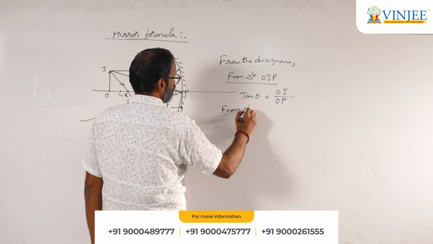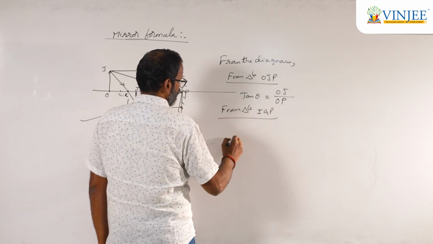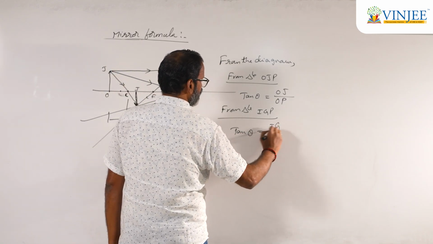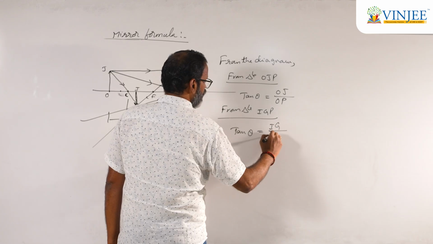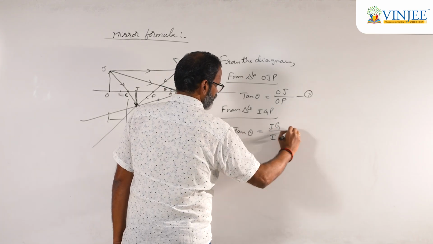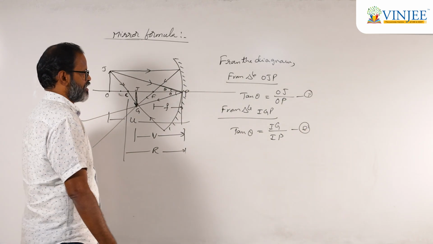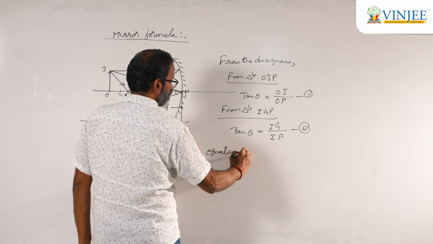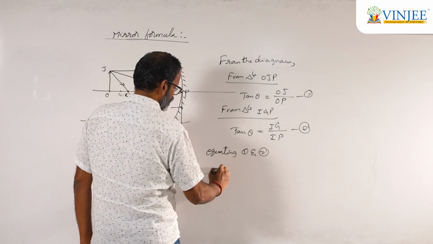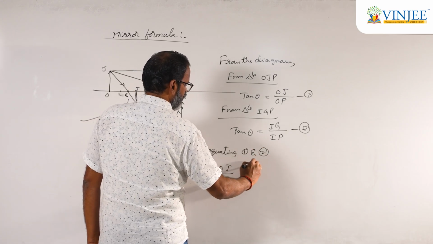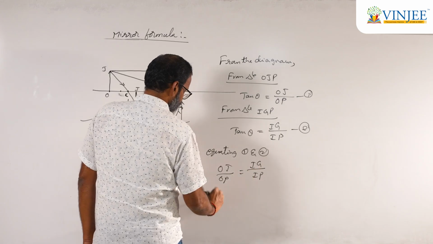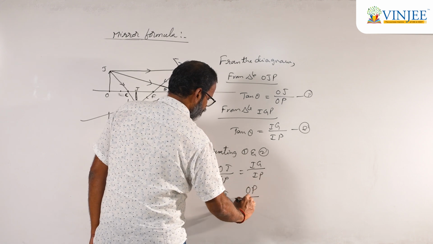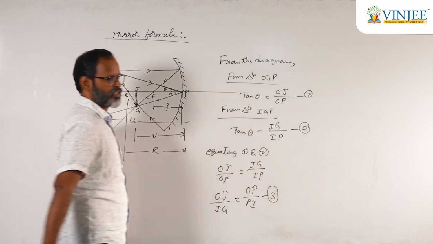From triangle IGP, tan theta is equal to opposite side IG divided by IP. So this is equation 1 and this is equation number 2. Now equating 1 and 2, OJ by OP is equal to IG by IP. So OJ by IG is equal to OP by PI, taken as equation number 3.